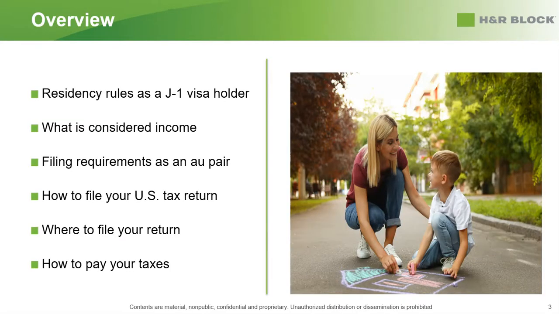Before covering how to complete your tax return, there are a few topics we should cover so that you have a better understanding of how you need to prepare your return. First, we will go over general tax residency rules as a J-1 visa holder, what is considered income that you may need to report, and your tax filing requirements as an au pair. Then we will get into how you actually prepare your return, where to file it, and how to actually pay your taxes.